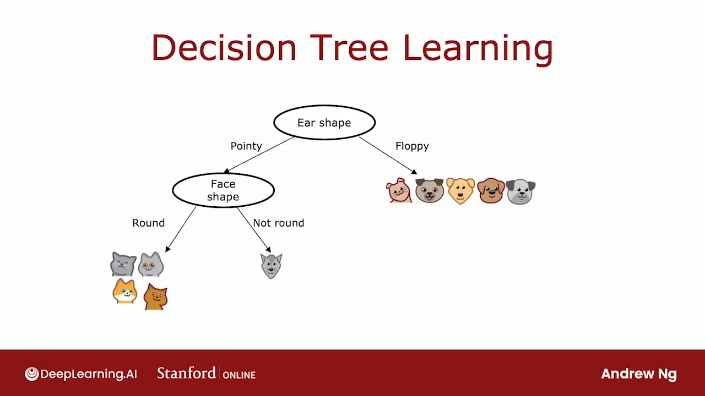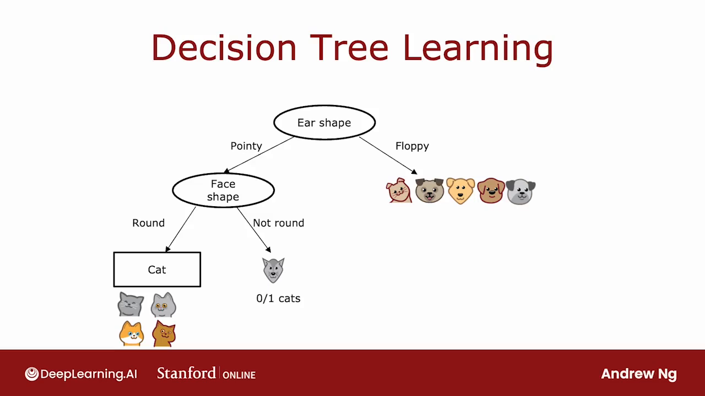And finally, we notice that these 4 examples are all cats. 4 out of 4 of them are cats. And so rather than splitting further, we create a leaf node that makes a prediction that things that get down to that node are cats. And over here, we notice that none of the examples, 0 of the 1 examples, are cats. Or alternatively, 100% of the examples here are dogs. And so we can create a leaf node here that makes a prediction of not cat.